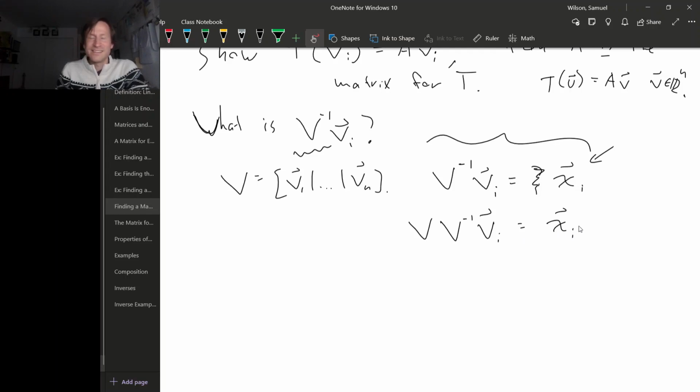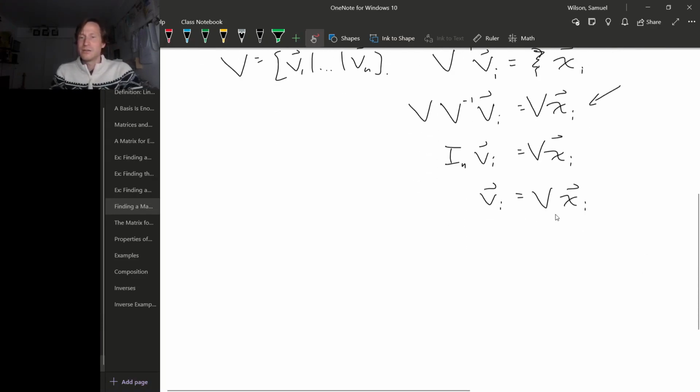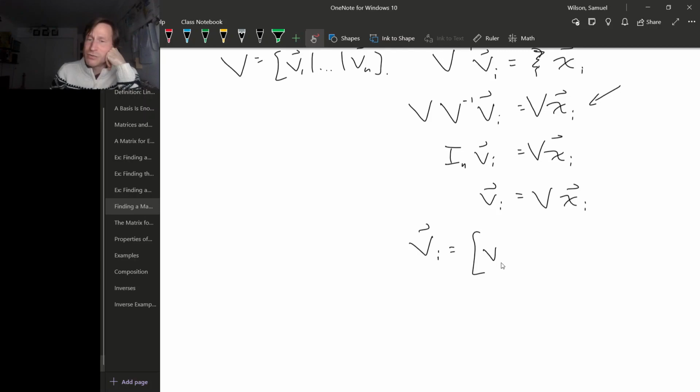Remember, we don't know what x sub I is yet. But V times V inverse, that's just the identity matrix of the appropriate size, which is size n, times V sub I. Oh, I'm sorry. On this second line, I forgot to write my V matrix right there. Okay, and then the identity matrix times V sub I is just V sub I, of course. So V sub I is the matrix V times this unknown vector x sub I, right? And so we have V, the vector V sub I is the matrix V, which is like this. Its columns are just all the V's, times x sub I. And we want to know, what is x sub I?